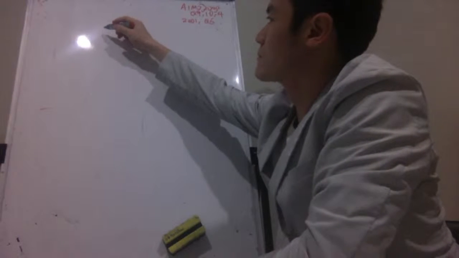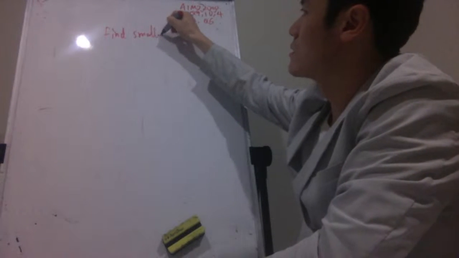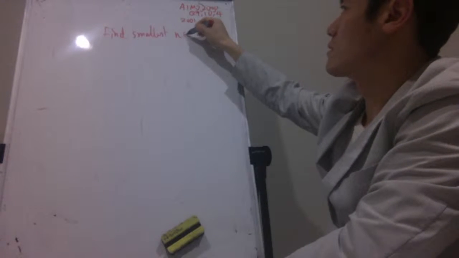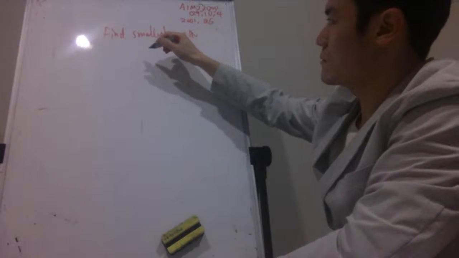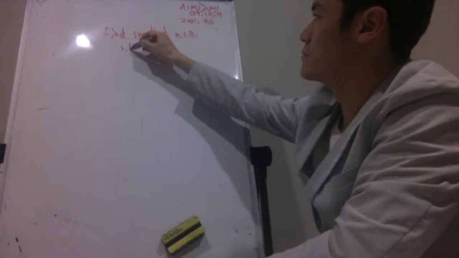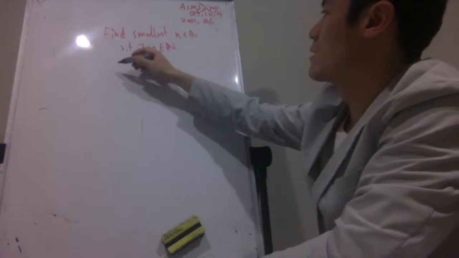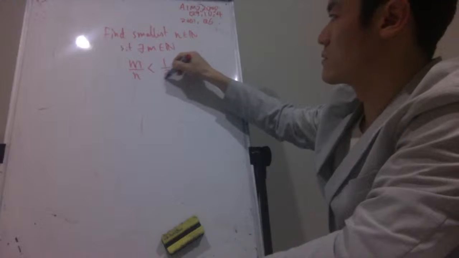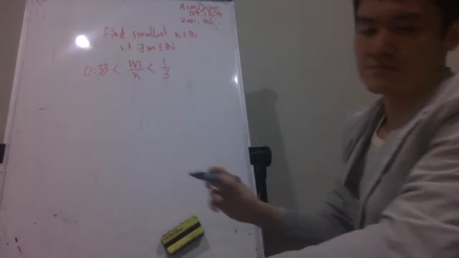But question 6. So what was question 6? It says 0.33. Find smallest integer n such that there exists m, I guess it's also an integer, and that m over n. Actually, this question is kind of interesting. Is it 0.33? Yeah.